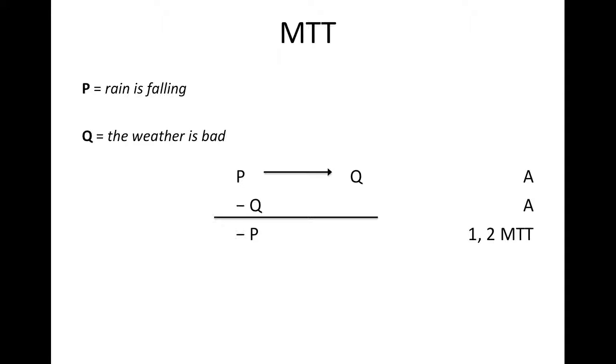So yeah, there you have it. MTT, modus tollens, very basic rule. Similar to modus ponens, but kind of works in the opposite way and involves negations as well.